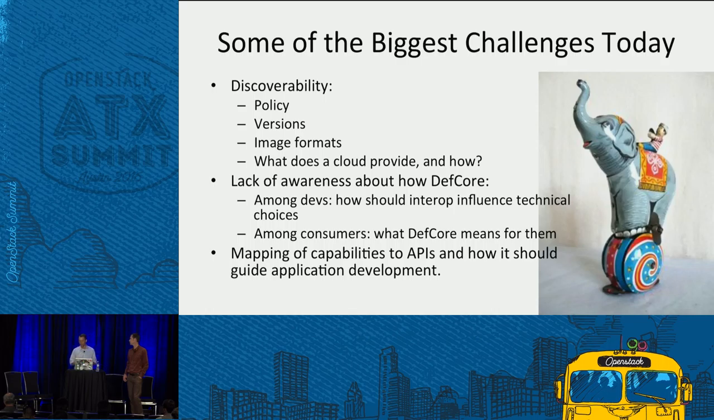Image formats. There's not a good API today that says this cloud supports VMDK uploads, and this one supports only raw uploads, and this one only supports QCOW2. In fact, in a lot of cases, Glance will just let you upload whatever image format you want. And then it turns out when you try to boot from that thing, that doesn't always work. And so that's kind of a pain point for a lot of folks. That really boils down to what does the cloud provide and how does it actually do that, which is an important thing for people to be able to discover.